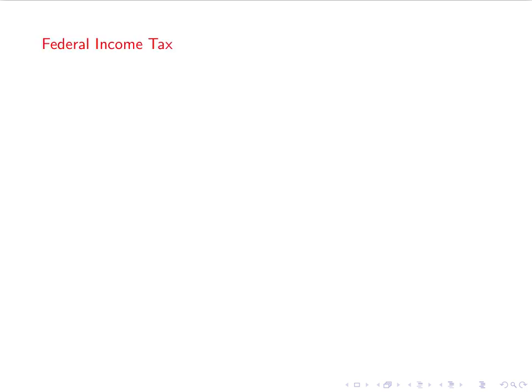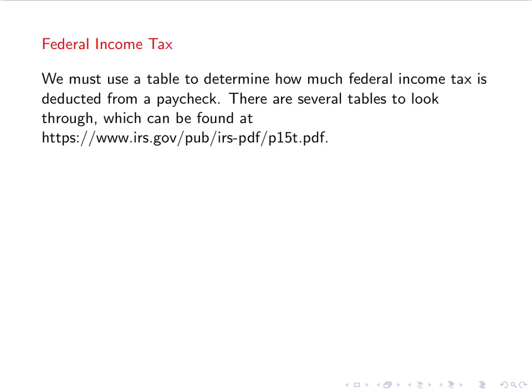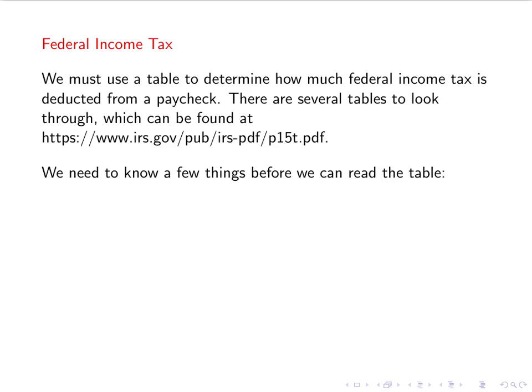So we're going to talk about federal income tax next. In order to do federal income tax, we're going to need a table to determine how much is taken out. And there are several tables that you can look through, which can be found at that website right there, at the irs.gov. If it doesn't open up to page 13, I believe it's page 13 that the tables start at. Sometimes it opens up to page 13, sometimes it opens up to page 1. So I'm pretty sure it's page 13 that they start at.